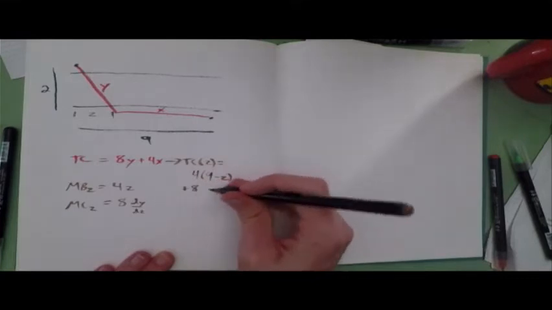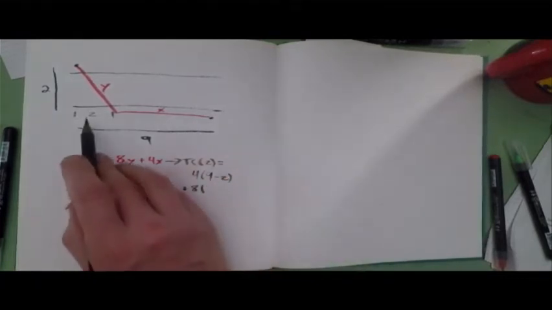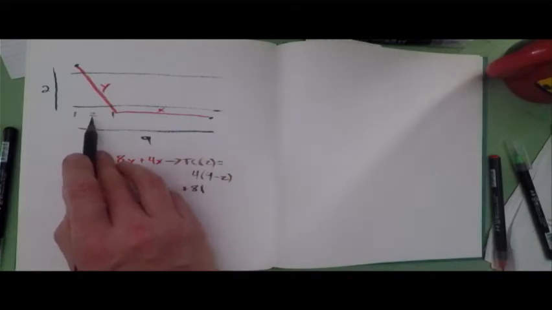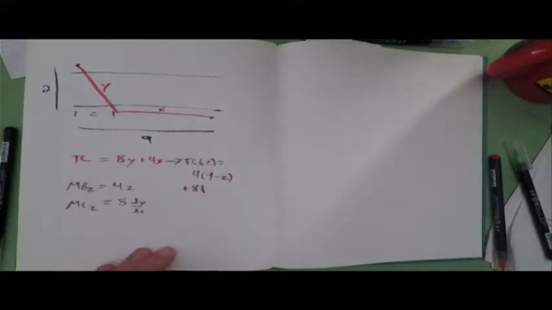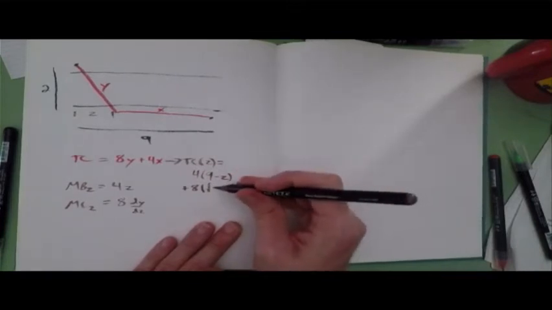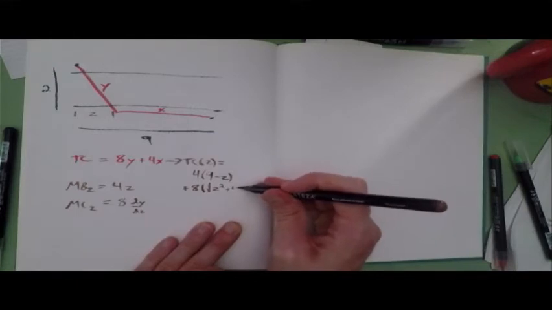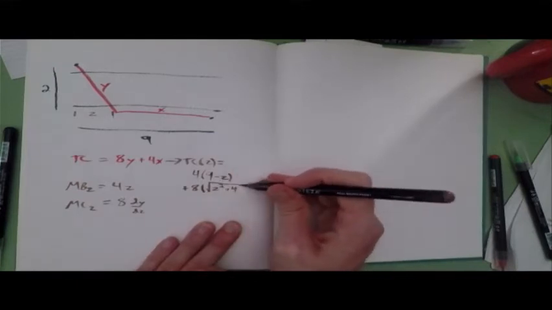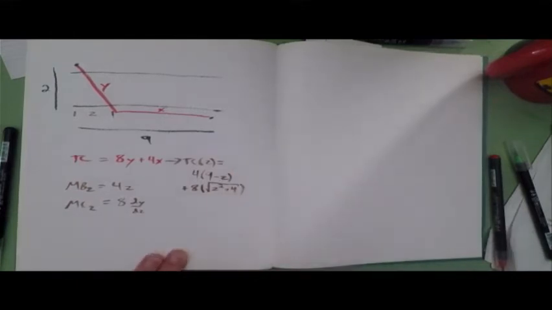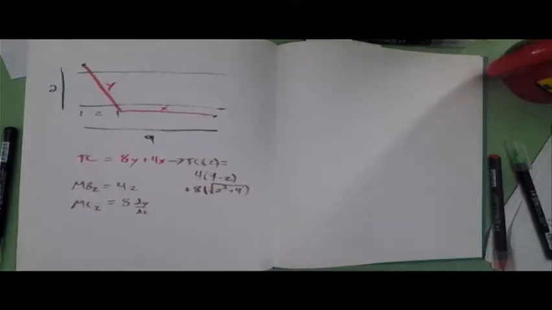Plus, we're going to have 8 times y. And what is y? Well, y is going to be the square root of z squared plus 2 squared. So 8 times the square root of z squared plus 2 squared. Well, 2 squared is just 4, so I'm just going to write 4. So now we've got our total cost in terms of z.